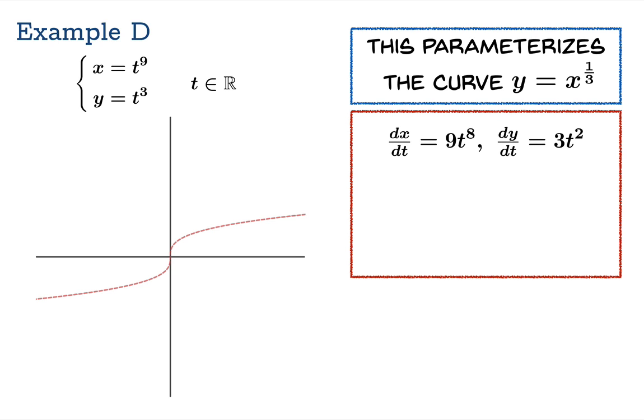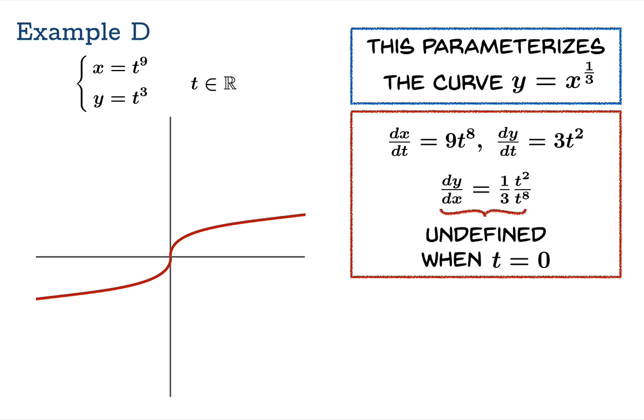dx/dt is 9t to the 8, dy/dt is 3t squared, and the ratio is this quantity. And you'll notice that once again, this is undefined when t equals 0. And as we expect, when t equals 0, x is 0, y equals 0, we saw in the picture there's something funny going on at the origin. This is a moment when the instantaneous velocity is 0. And so we lose the ability to find a tangent slope at this point.